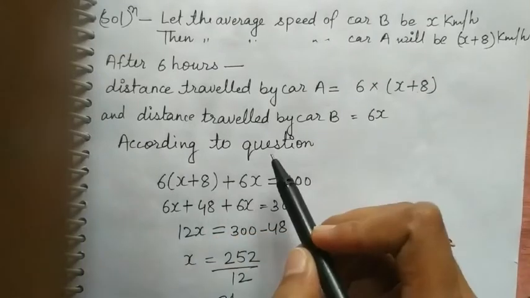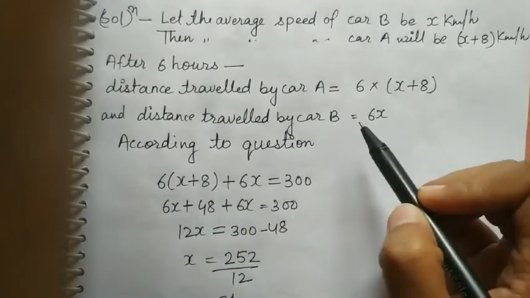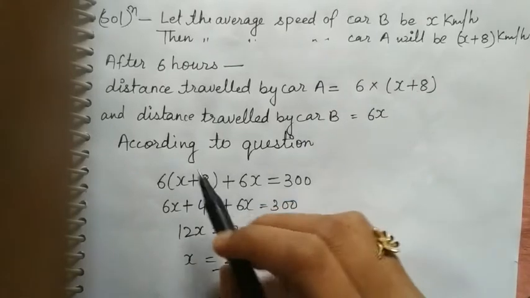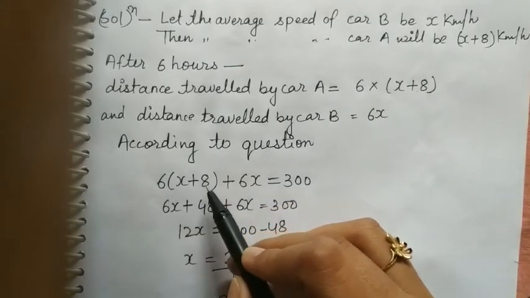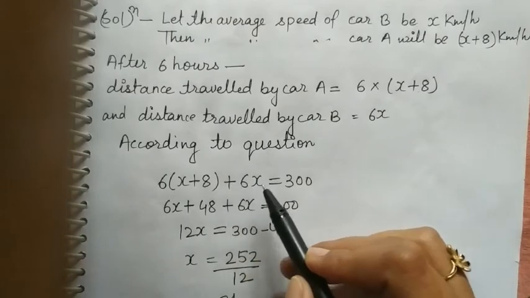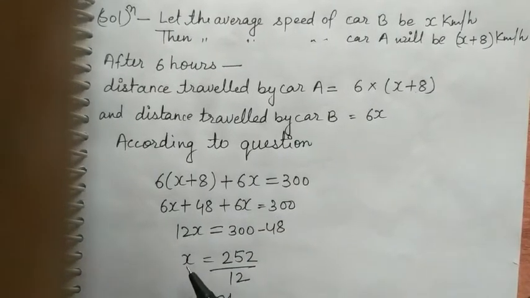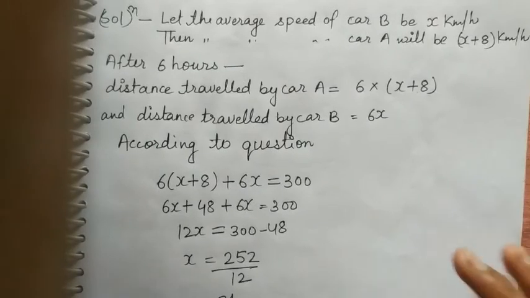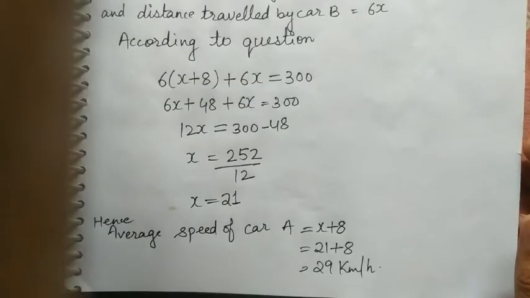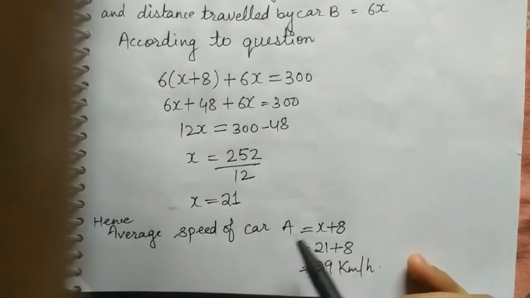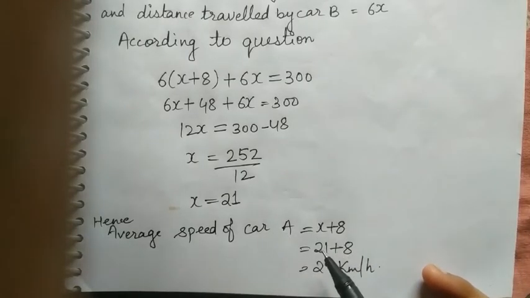And according to the question, if we add both the distances, we get 300. So we have written 6 into x plus 8 plus 6x equal 300. After solving, we get x equal 21 kilometer per hour. And the average speed of car A will be x plus 8. So we add 21 plus 8 and we get 29 kilometer per hour.